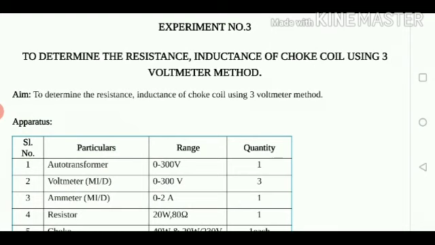Now, what is a choke coil? That you need to know before starting this experiment. A choke coil is basically an inductor in series with a resistance. So that is our resistance and inductance that has to be determined in this experiment. The aim is to determine the resistance and inductance of the choke coil. So that is basically R and X. R is the resistance part and X is the reactance, and inductance will be calculated using R and X only.